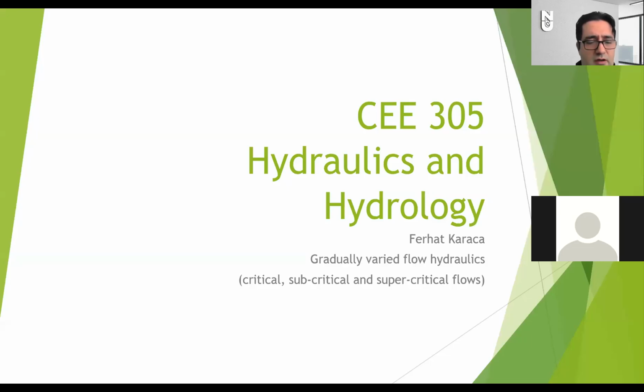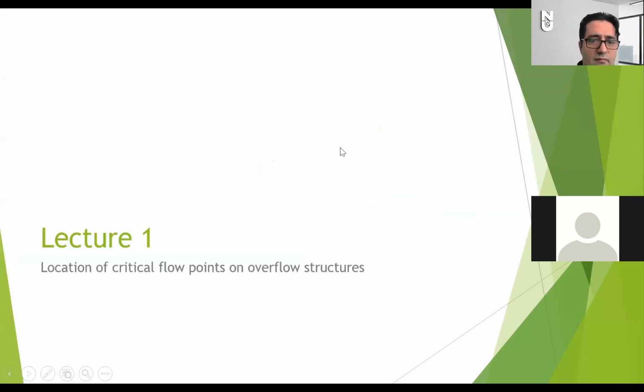Hello, everybody. We are on week 7, and today we will continue on gradually varied flow for hydraulics. I am going to introduce an interesting topic. First, you are going to learn the flow over large waves. Then you will also learn what happens if the flow experiences a hump on the bottom.